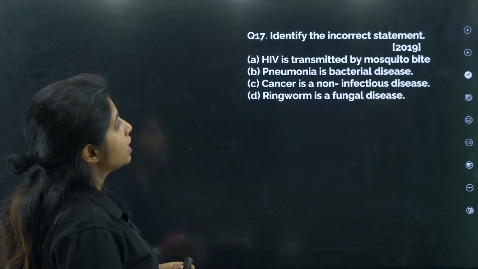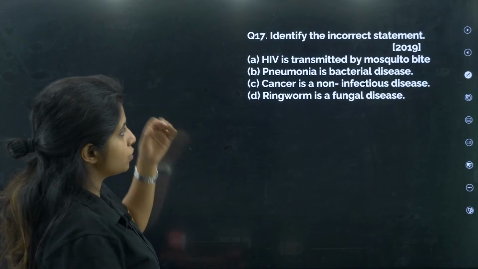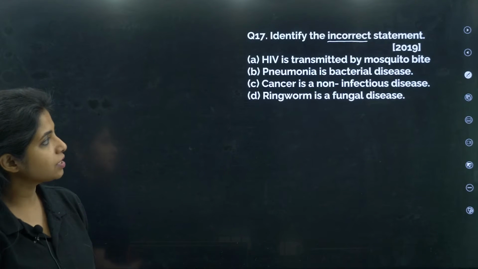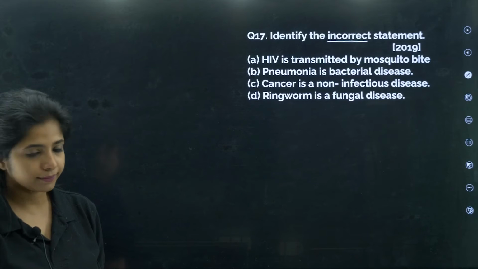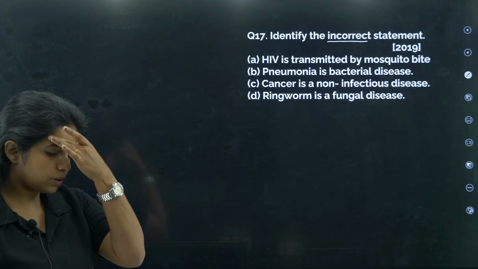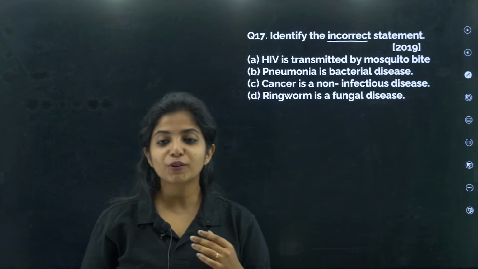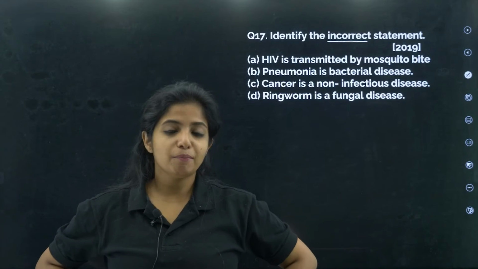Cool. Next question. Identify the incorrect statement. So please underline incorrect. We have to find the incorrect statement. HIV is transmitted by mosquito bite. HIV is not transmitted by mosquito bite. Listen, mosquito is not a mad thing, okay. Mosquito would not be giving you the blood.